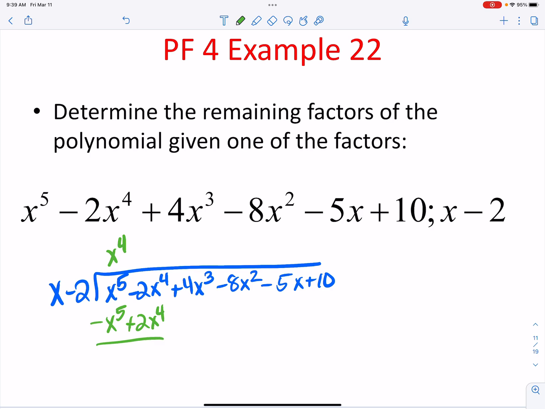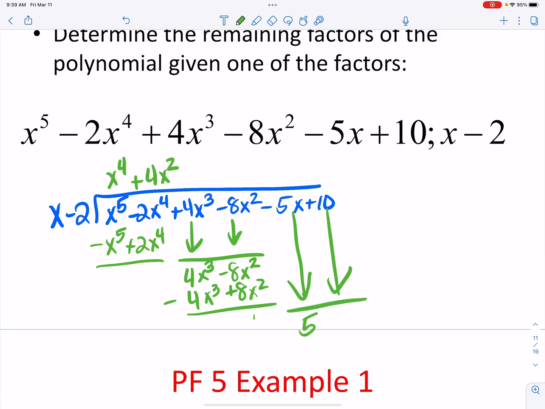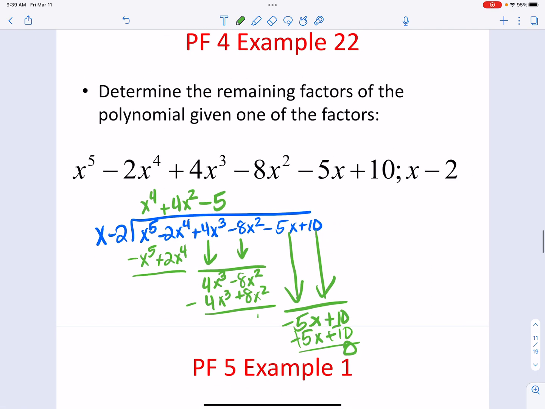Change your signs. Those both cancel. So I have to bring the next 2 down. So I get 4x cubed minus 8x squared. So I would do plus 4x squared. So that's 4x cubed minus 8x squared. Change your signs. Those cancel. So I bring the next 2 down. And I get -5x plus 10. So that's going to be minus 5. So minus 5x plus 10. Change your signs. Those cancel. So it does cancel. It says determine the remaining factors, which means it had to be 0.